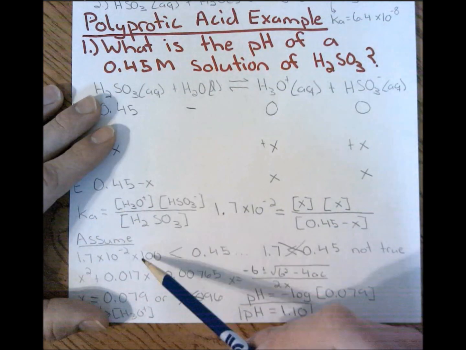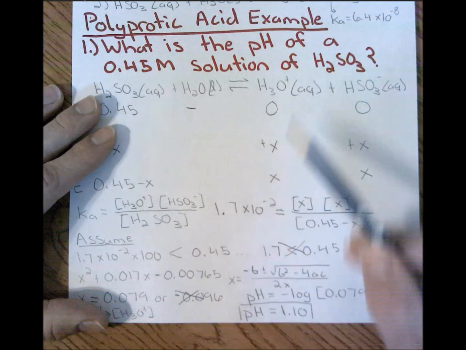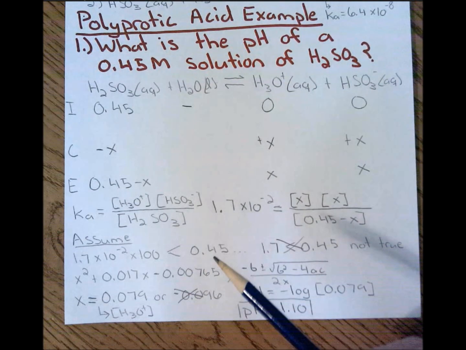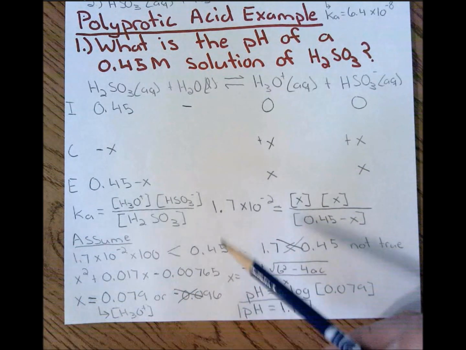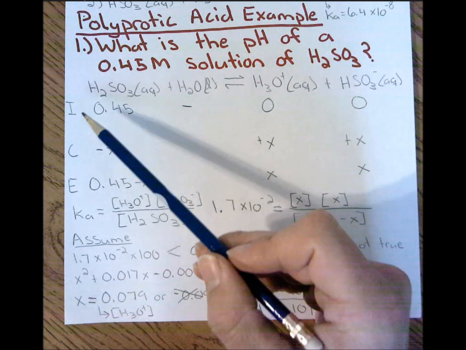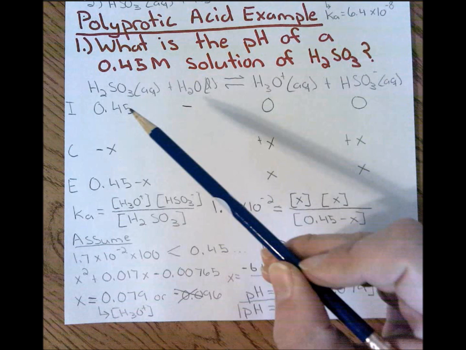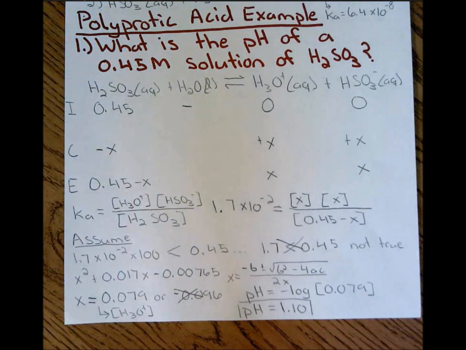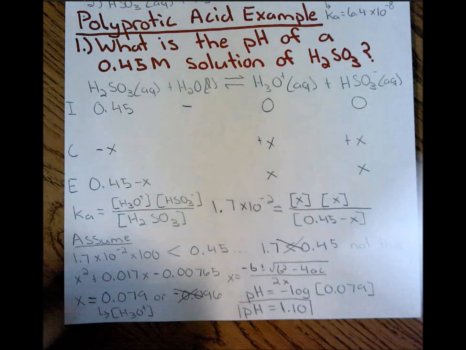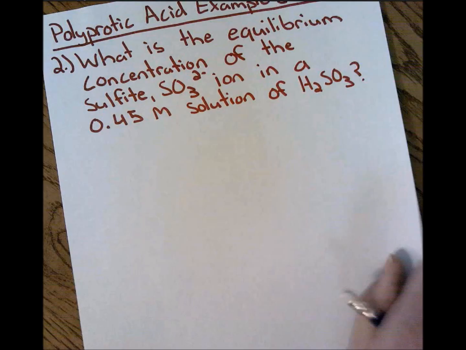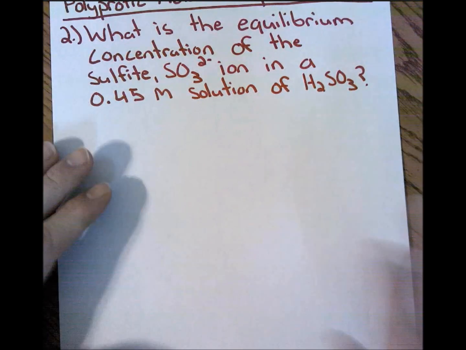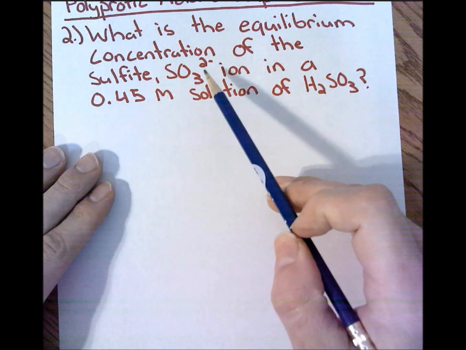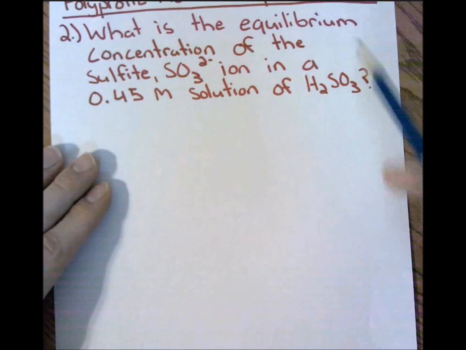Now, going through this second problem, we're going to use some values that we started out with. We want to know, at the end of the day, what is the equilibrium concentration of the SO3 2- ion in a solution of H2SO3. So what we have is a continuation of what we just did. We're going to pick off exactly where we left off.